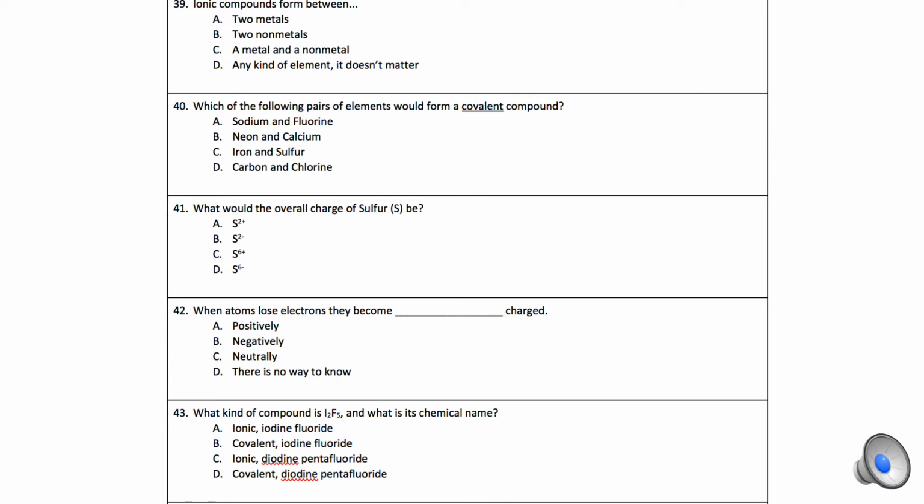Number 43. What kind of compound is I2F5, and what is its chemical name? A, ionic, iodine fluoride, B, covalent, iodine fluoride, C, ionic, diiodine pentafluoride, or D, covalent, diiodine pentafluoride.